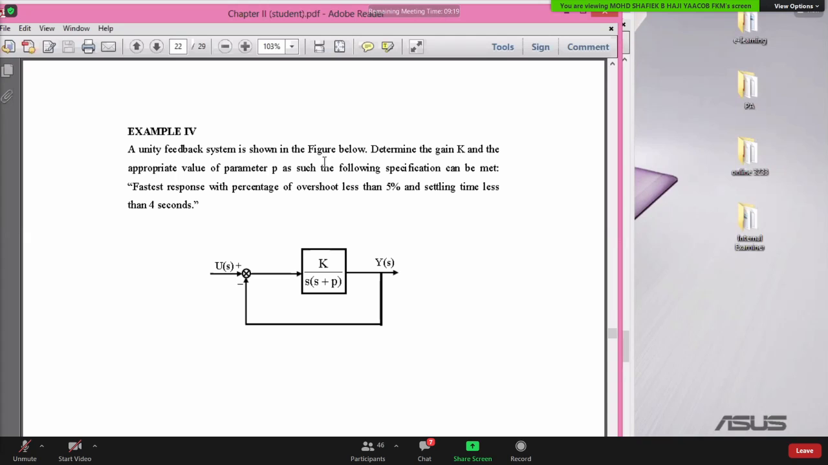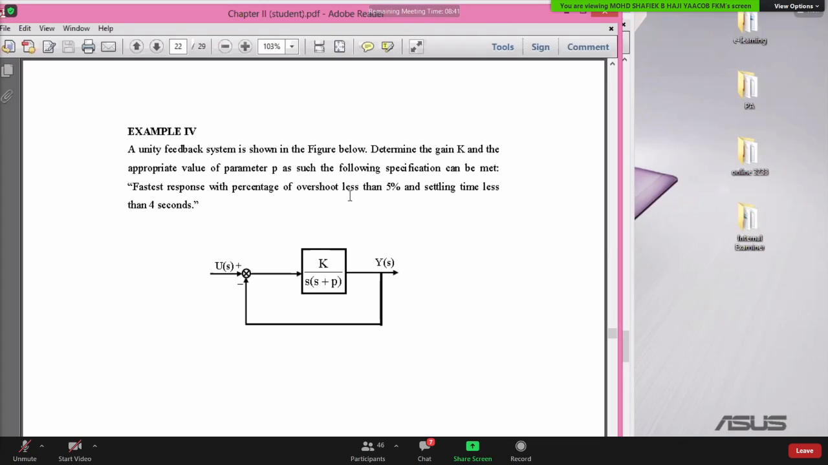A unity feedback system is shown below. Determine the gain K, which is the design parameter, and an appropriate value of p, such that the following specification can be met. You want the fastest response with less than 5% overshoot, and settling time less than 4 seconds. So here you are given the specification, and you need to design, meaning choose the value of K and choose the value of p, such that the specification can be met.